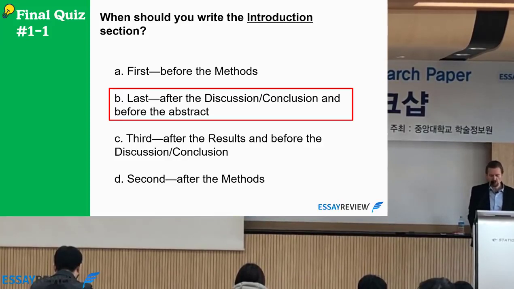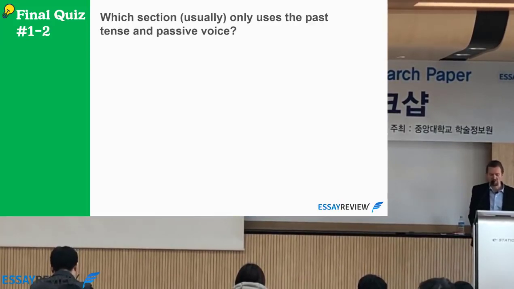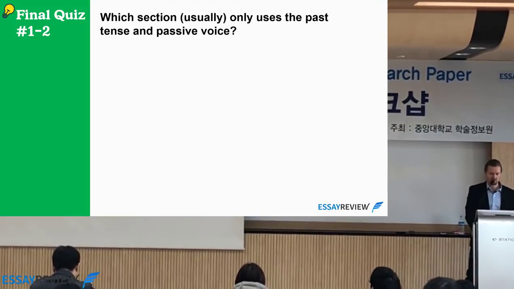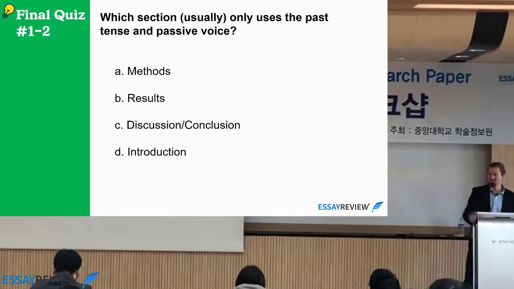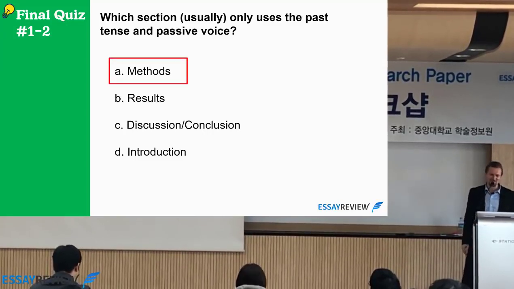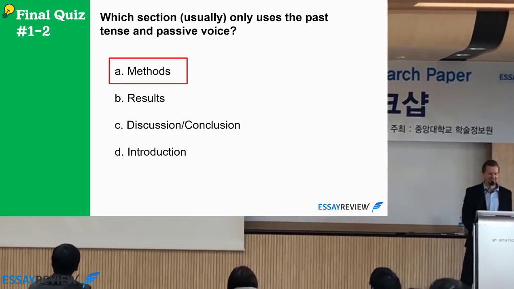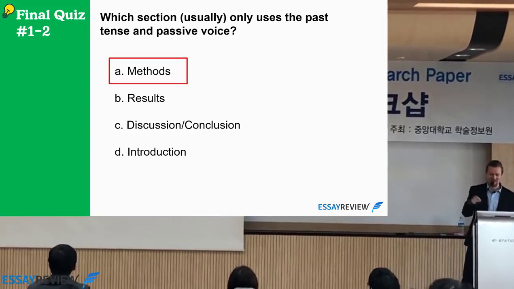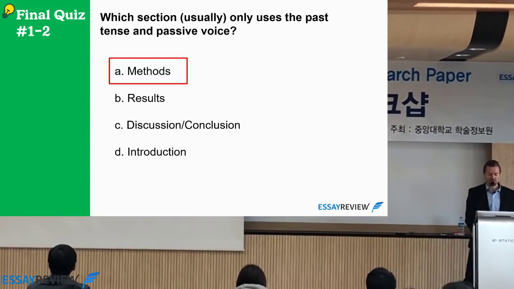Okay, which section usually only uses the past tense and passive voice? We talked about one section in particular. The methods, results, discussion, or introduction? Yes? Methods. Good. Usually, and I say usually, it's not a rule. Don't leave and say, God, that guy said we only use passive voice, and then you read an article and there's active voice all over. This stands out because the other sections generally do not use the passive voice. So in the methods, you'll see it's used more often.